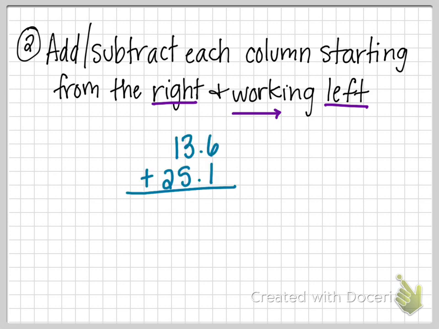So with this, we would start with our farthest right column. Bring down your decimal. So that is also going to stay in the same place in your answer. And then we just add. 6 plus 1 is 7. 3 plus 5 is 8. 1 plus 2 is 3. And this would be your answer. Okay?